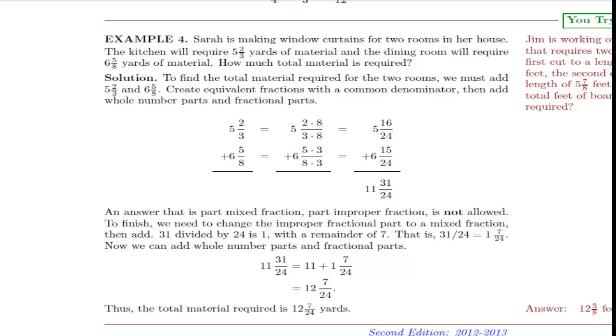31 divided by 24 is 1, with a remainder of 7. That is, 31 over 24 equals 1 7/24. Now we can add whole number parts and fractional parts. 11 and 31 over 24 equals 11 plus 1 7/24 equals 12 7/24. Thus the total material required is 12 7/24 yards.